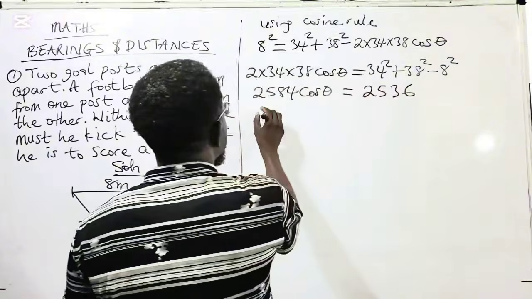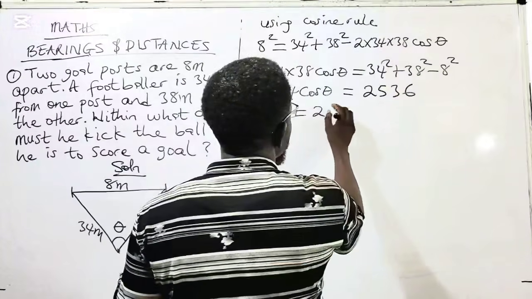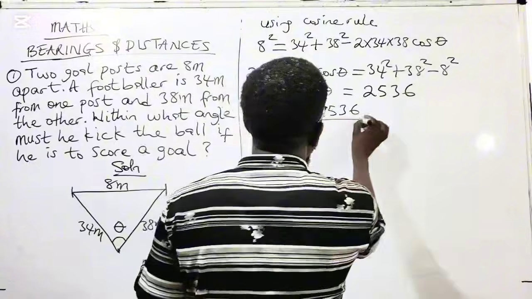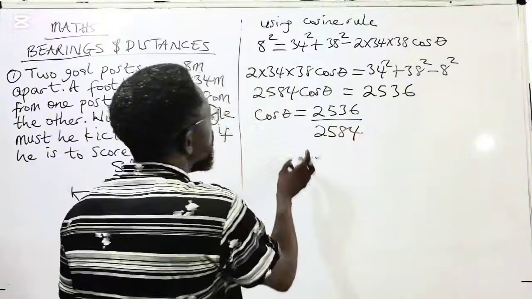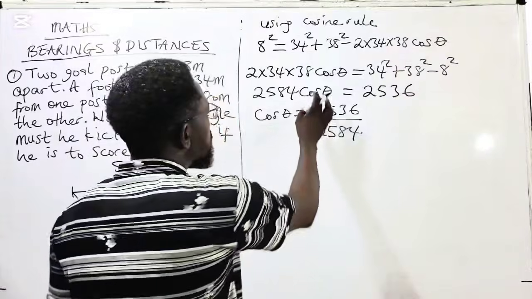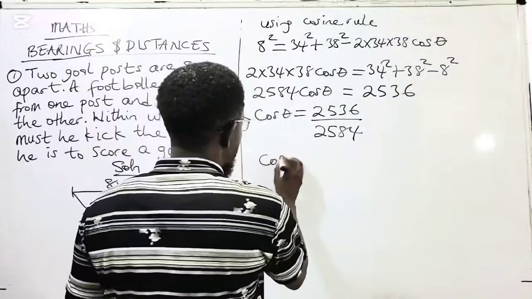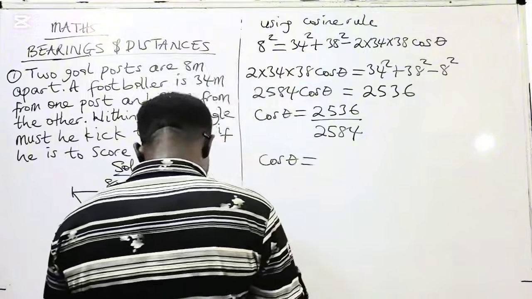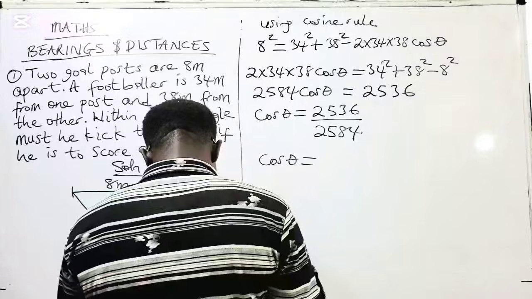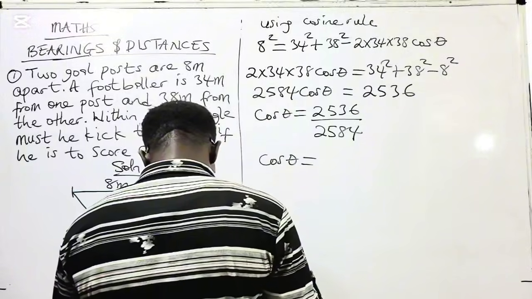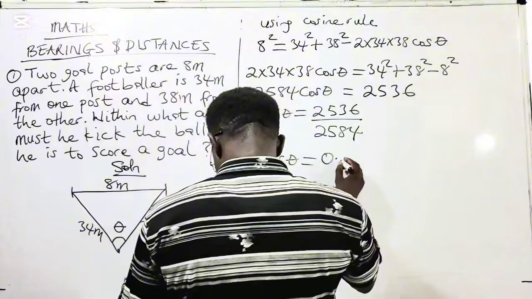So now we have cos theta equals 2536 divided by 2584. We have to divide by the coefficient of cos theta, and what we divide by is 1. So cos theta equals 2536 divided by 2584. That gives 0.9814.